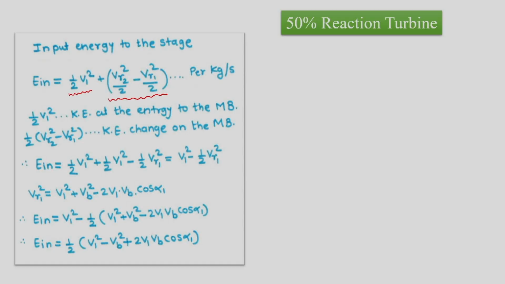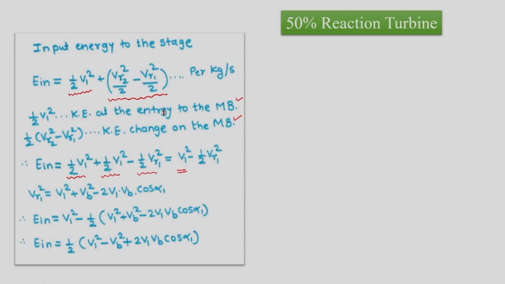Actually here we are assuming that entry kinetic energy to the nozzle is negligible in comparison with the exit kinetic energy. So 1/2 V1 square is the kinetic energy entry to the moving blades, and then we have 1/2 VR2 square minus VR1 square is the change in kinetic energy on the moving blades. So we have E in is equal to 1/2 V1 square, but VR2 is equal to V1. So we have again 1/2 V1 square and we have VR1 square half, which is minus. So these two will sum up, and then we have V1 square minus half VR1 square.